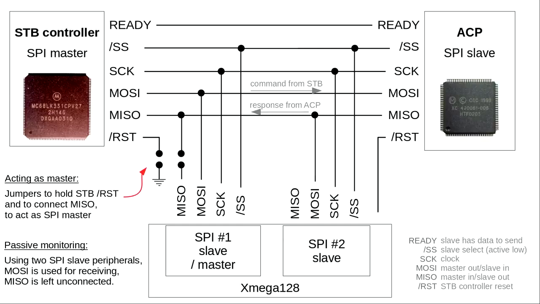In case I want to talk directly to the ACP or the set-top box main controller, it's only necessary to connect both the MOSI and MISO signals on one of the SPI interfaces. By holding the main controller in reset, my XMega was able to act as the SPI master and then talk to the ACP. So this setup works for passively monitoring the SPI communications in the set-top box, and can also act as the SPI master for interrogating the chip directly.